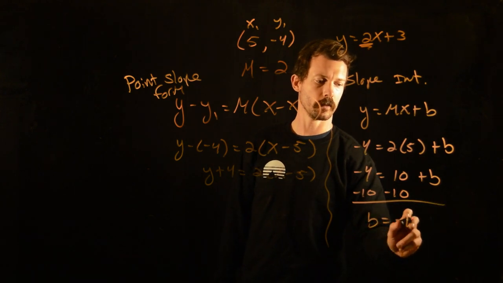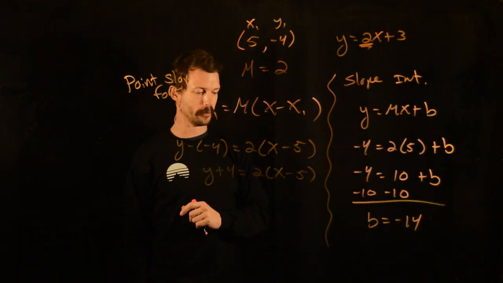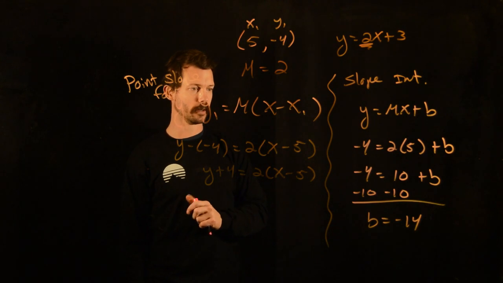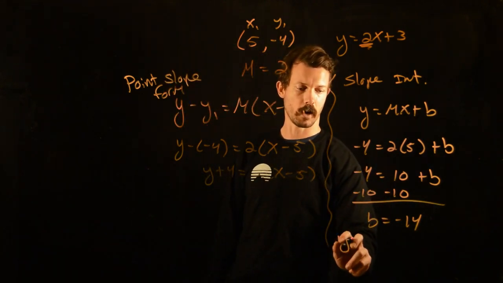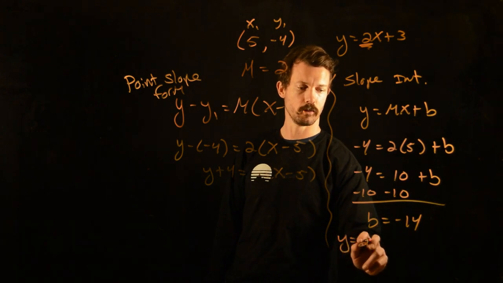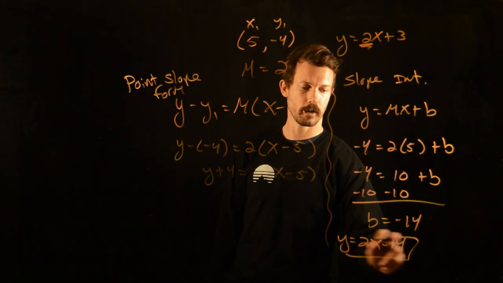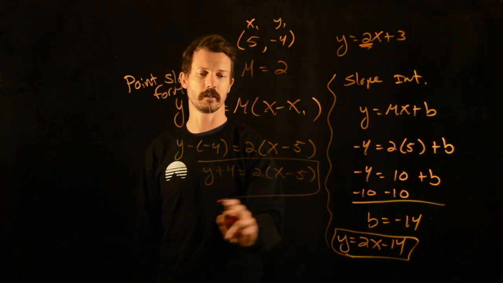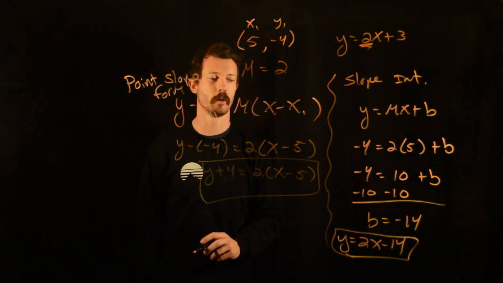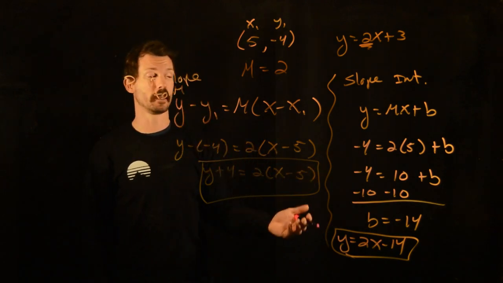So for this, the b value would be negative 14, right? So really now I can just rewrite this, and hopefully this will show up on your screen. So y equals 2x minus 14. So whatever form you want to use, it really does not matter to me unless they state it. You could use point slope form. Sometimes they might say to state it.